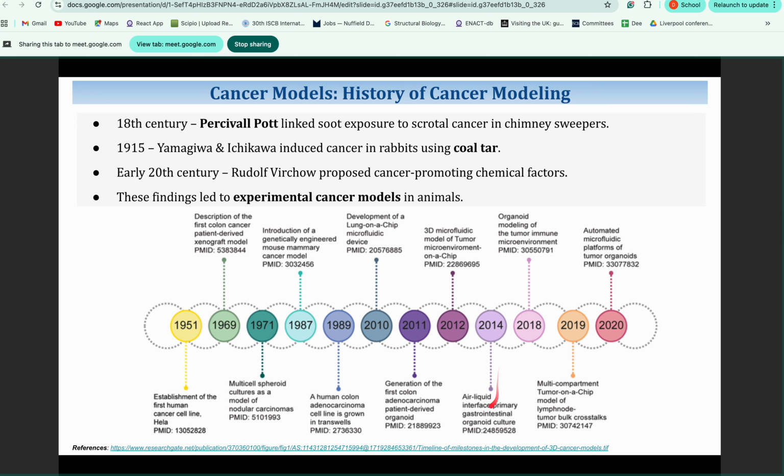Then in 2014, air liquid interface primary gastrointestinal organoid culture. In 2018, organoid modeling of the tumor immune microenvironment. In 2019, multi-compartment tumor on a chip model of lymph node tumor bulk crosstalks. And in 2020, automated microfluidic platforms of tumor organoids. So this is the field where the people have looked into the cancer modeling, that how the cancer is progressing. So this is known as cancer modeling.